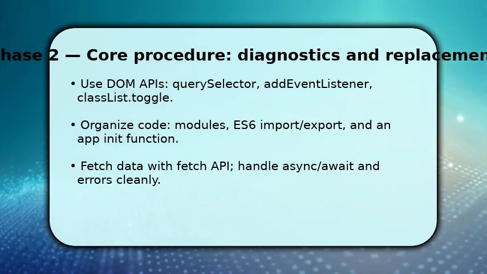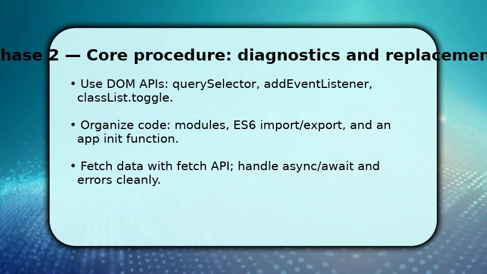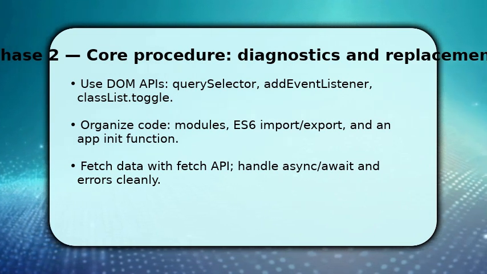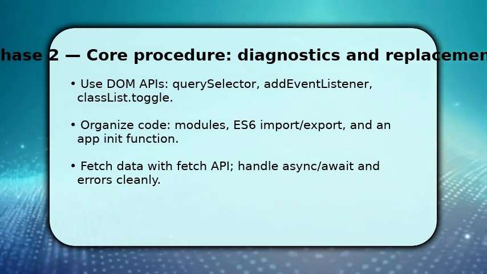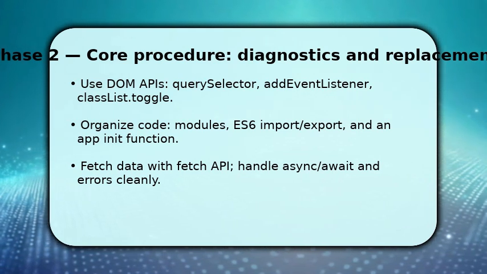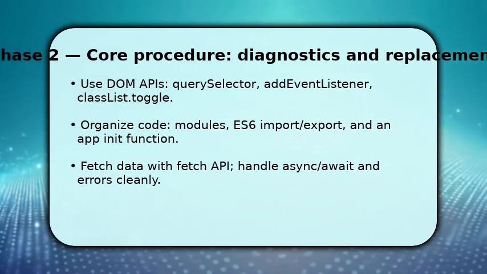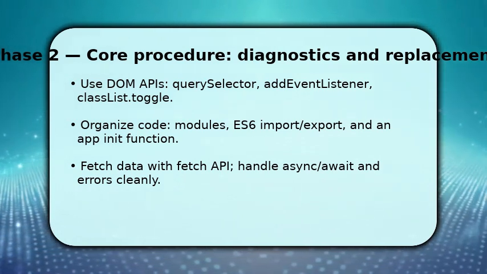When you need remote data, use the fetch API with async/await, check response.ok, and handle failures gracefully. Also, make sure to debounce heavy events and update the UI incrementally so rendering stays smooth.